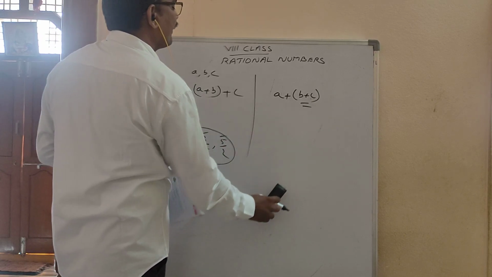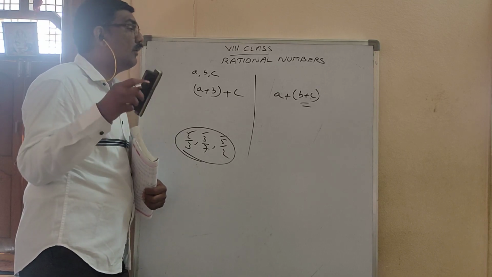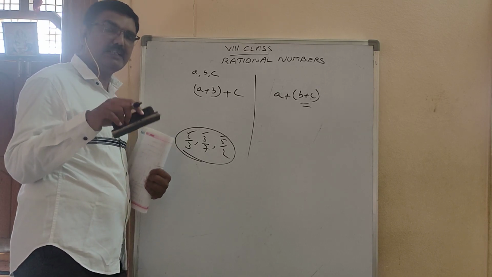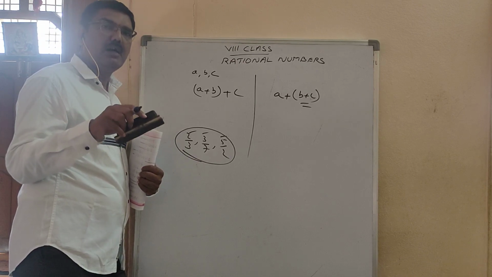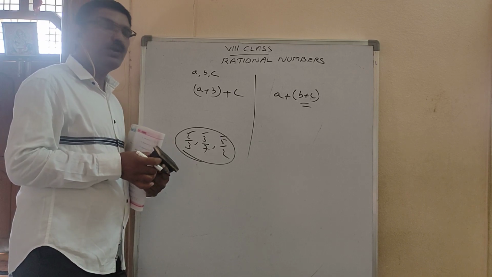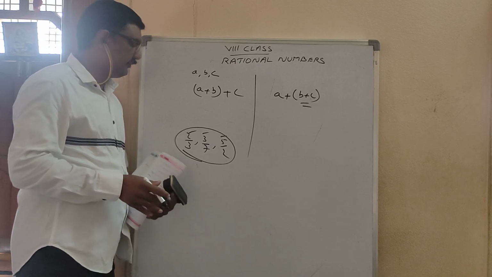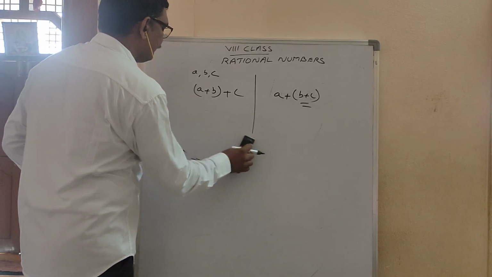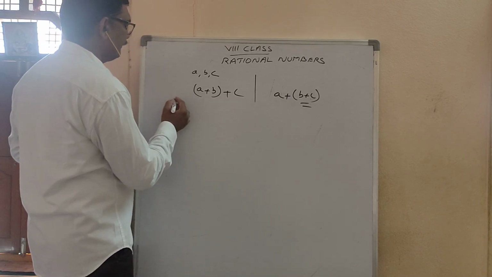So in the question they will ask you to prove that the set of rational numbers is satisfying the associative property under addition or not. It is a question, so you have to prove it. So let A equal 2 by 3. I am taking here A is equal to 2 by 3.